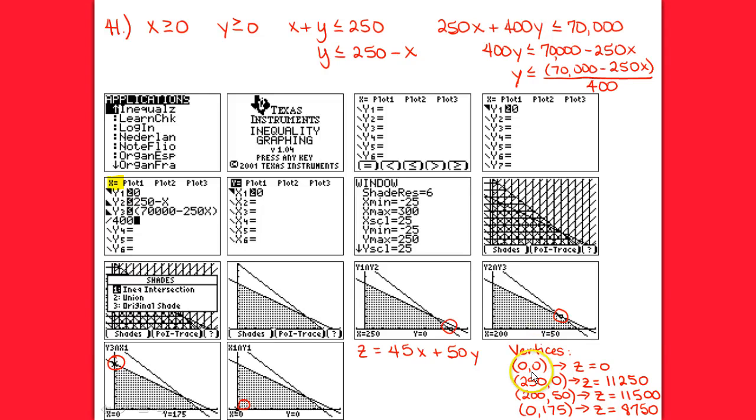So once I've got my vertices, then I can go back and plug them into my objective function, and that will give me the values that I can see. Okay, my maximum is 11,500, and that's when x equals 200 and y equals 50.